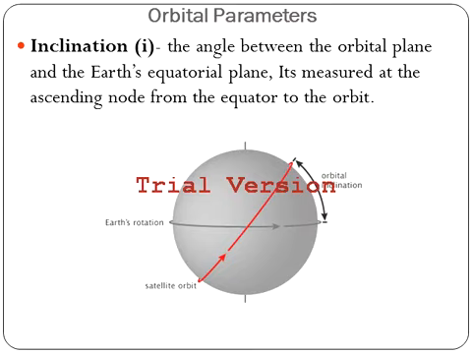Inclination is an orbit angle. It is the angle measured between the orbital plane and the Earth's equatorial plane. This angle is measured at the ascending node. Ascending node means the point where the satellite crosses the equatorial plane when moving from south to north. At that point, we measure the angle between the orbital plane and the Earth's equatorial plane.